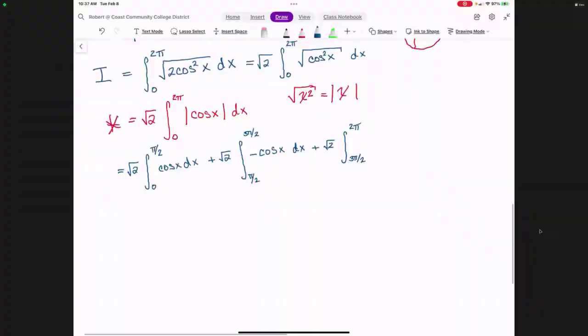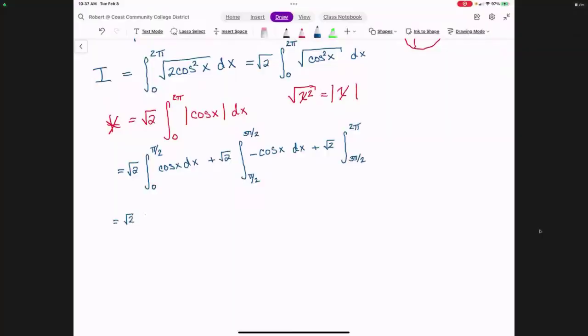All right, well, here we go. So now we're ready to integrate this thing. So this is radical 2 times the sine of x, evaluated at 0 to pi over 2, minus radical 2 sine x from pi over 2 to 3 pi over 2, plus the square root of 2 times the sine of x from 3 pi over 2 to 2 pi.